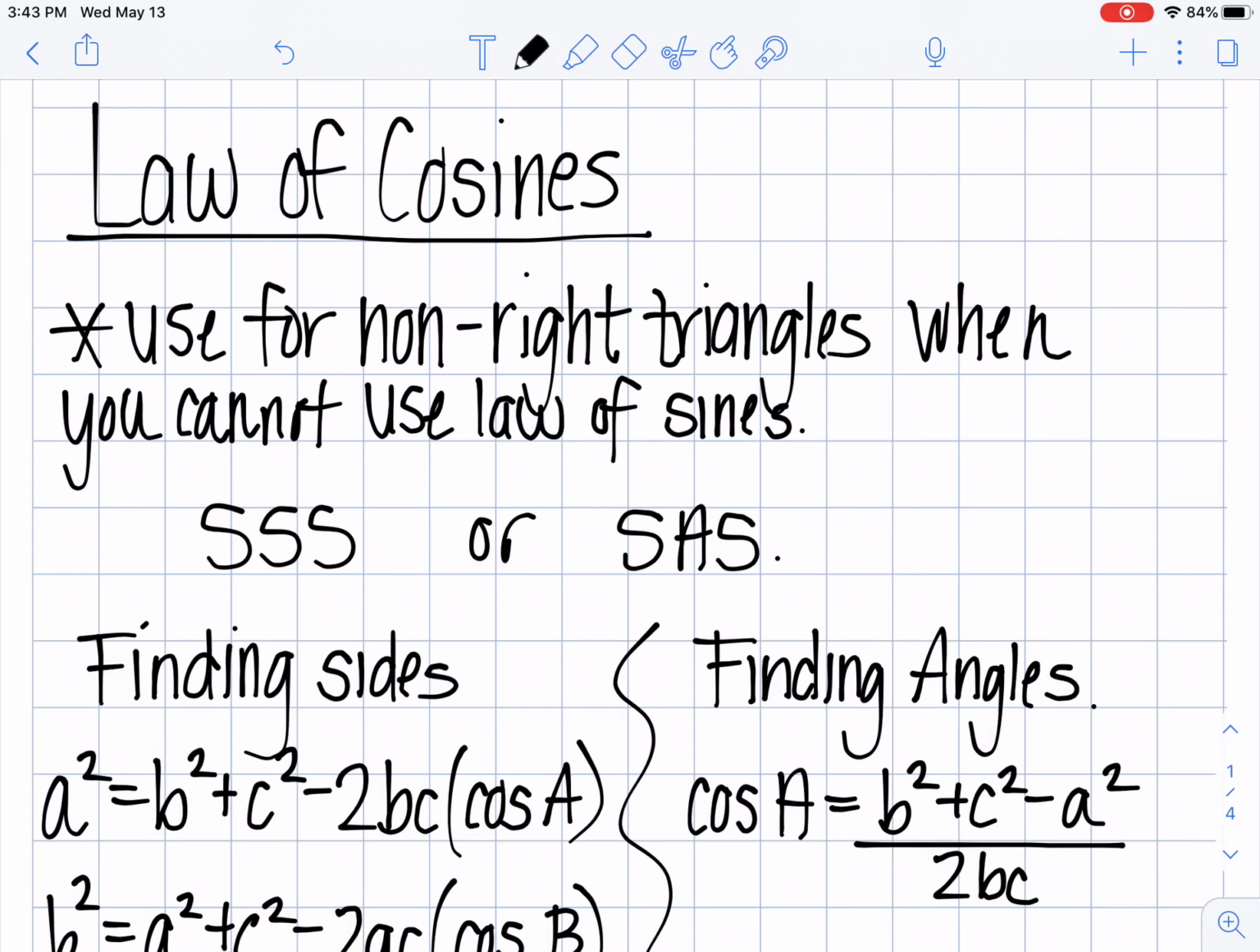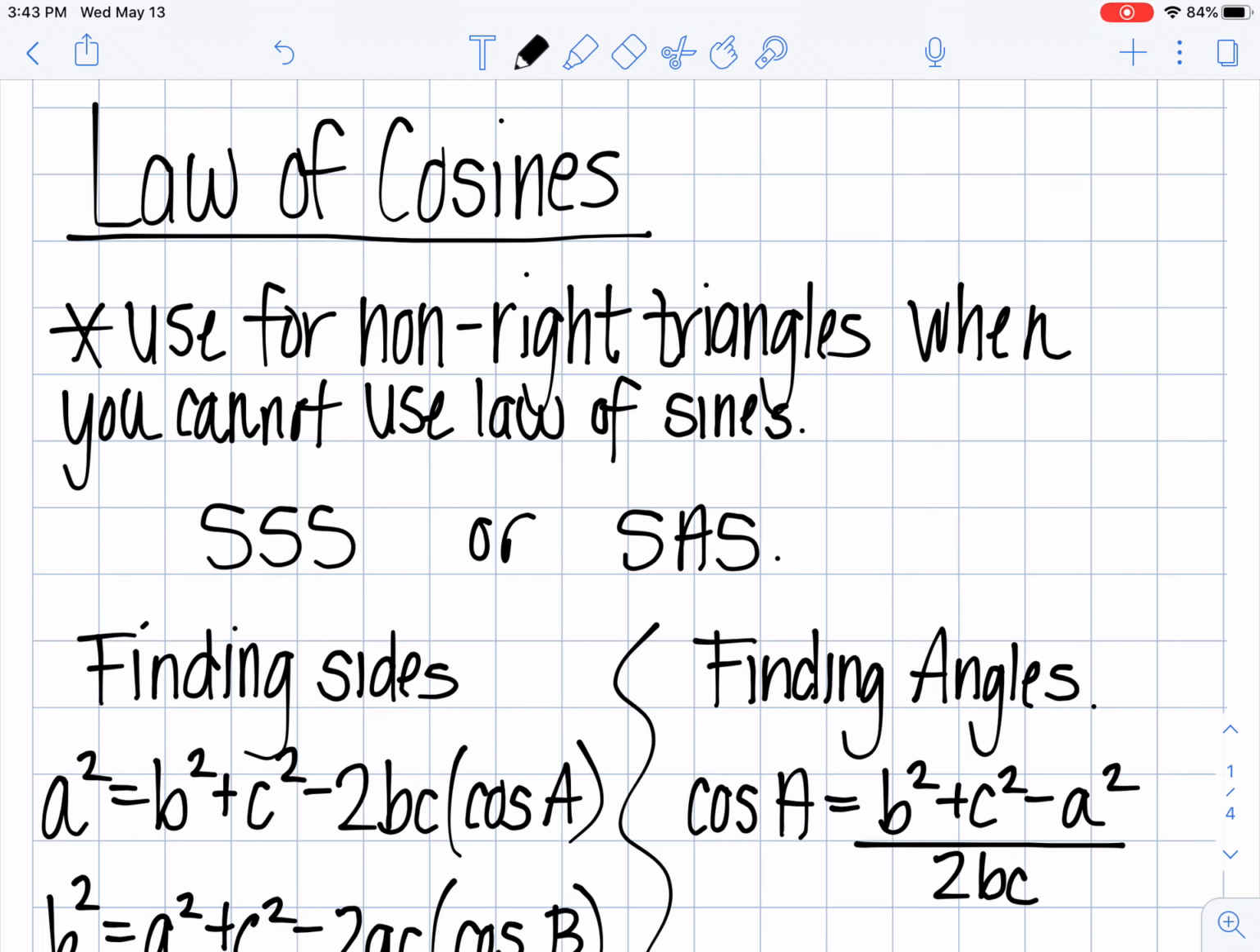In this lesson we're going to talk about the law of cosines. At this point you should already have learned about the law of sines. We're going to use the law of cosines when we cannot use the law of sines. I'll go through an example to show you how you know that when we're doing this problem.